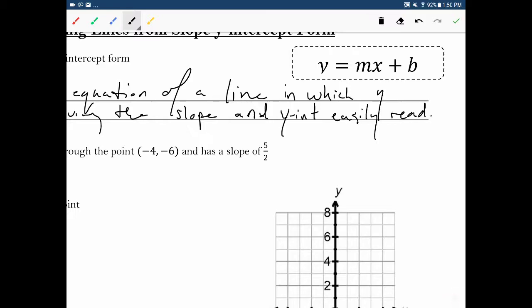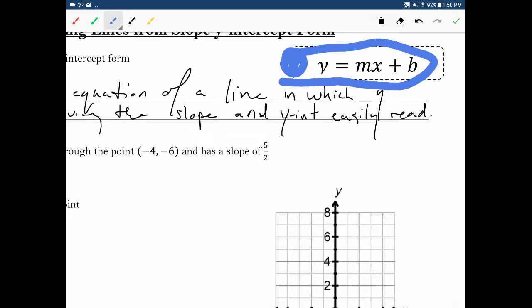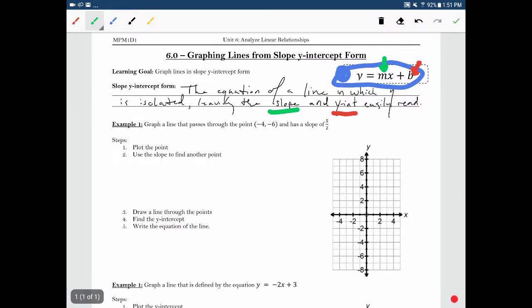In other words, it's this guy that we've talked about, y equals mx plus b, and just like I said, the slope is easily read because it is of course m. And my y-intercept is b. All right, so y-intercept is b, slope is m. Okay, so that's that. So how do we use it?